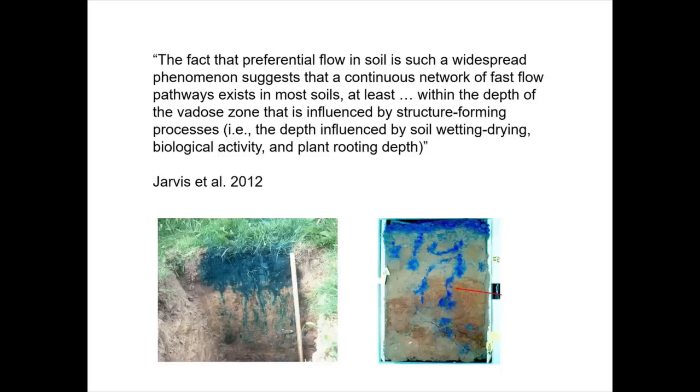This is the most straightforward one I have. It's just a quote from a paper from a guy who's been doing preferential flow research for way longer than I've been alive. He said, the fact that preferential flow in soil is such a widespread phenomenon suggests that a continuous network of fast flow pathways exist in most soils, at least within the depth that's influenced by structure forming processes. That's wetting and drying, biological activity, and the plant rooting depth.